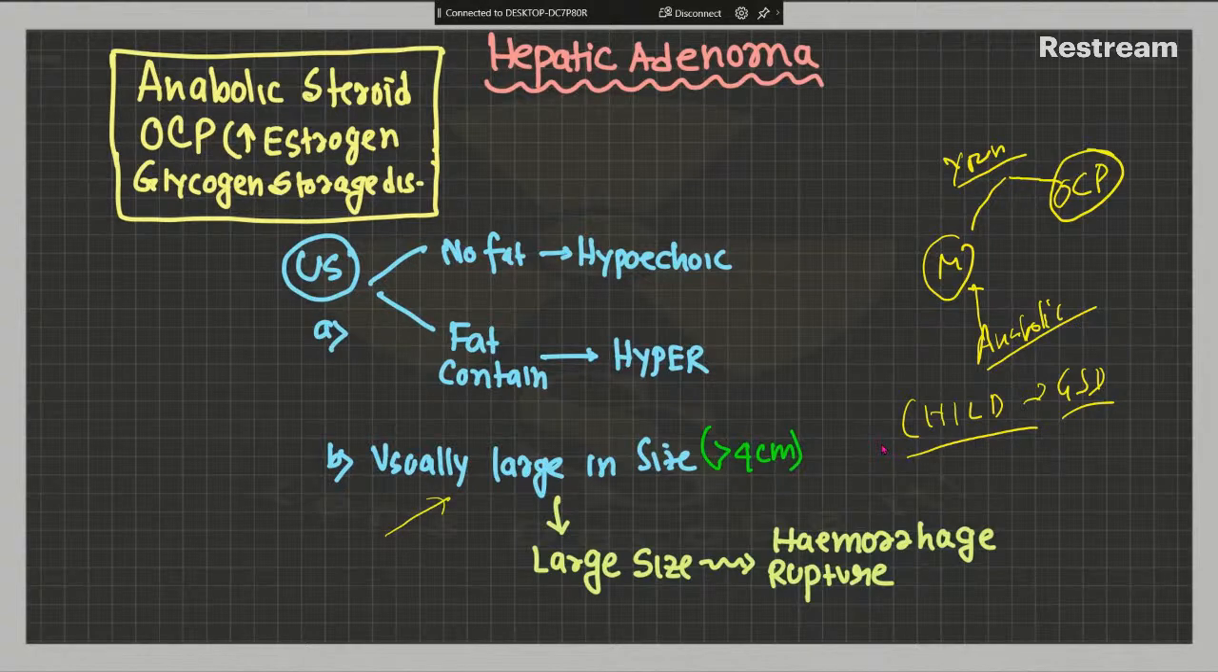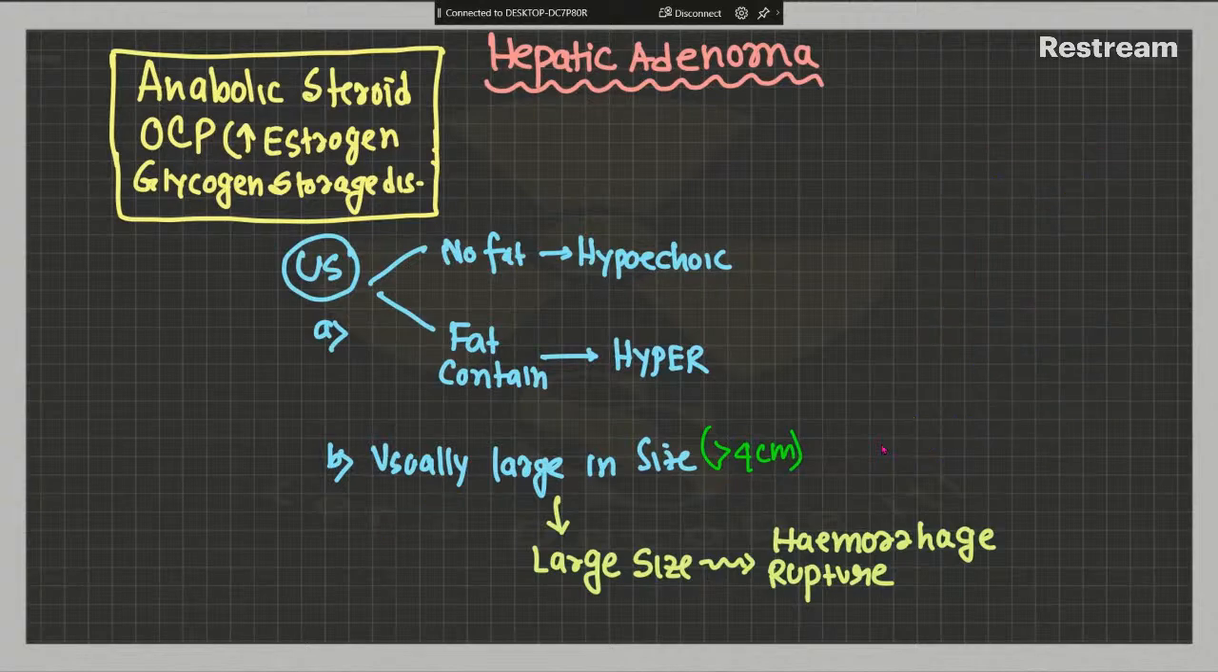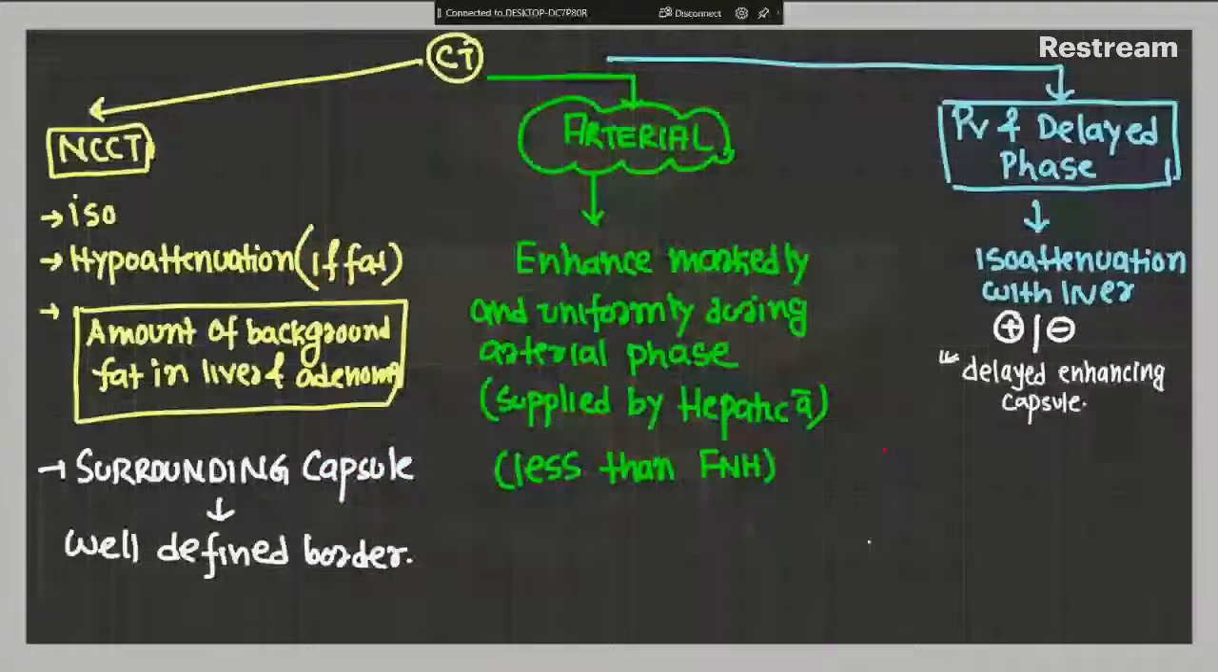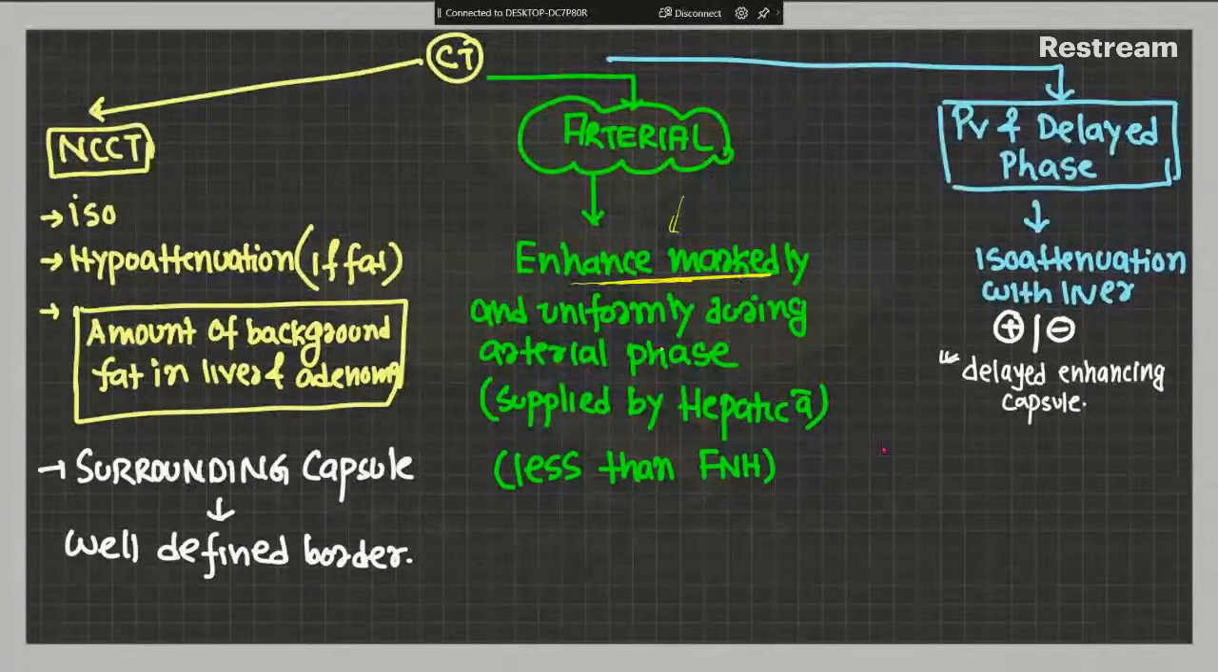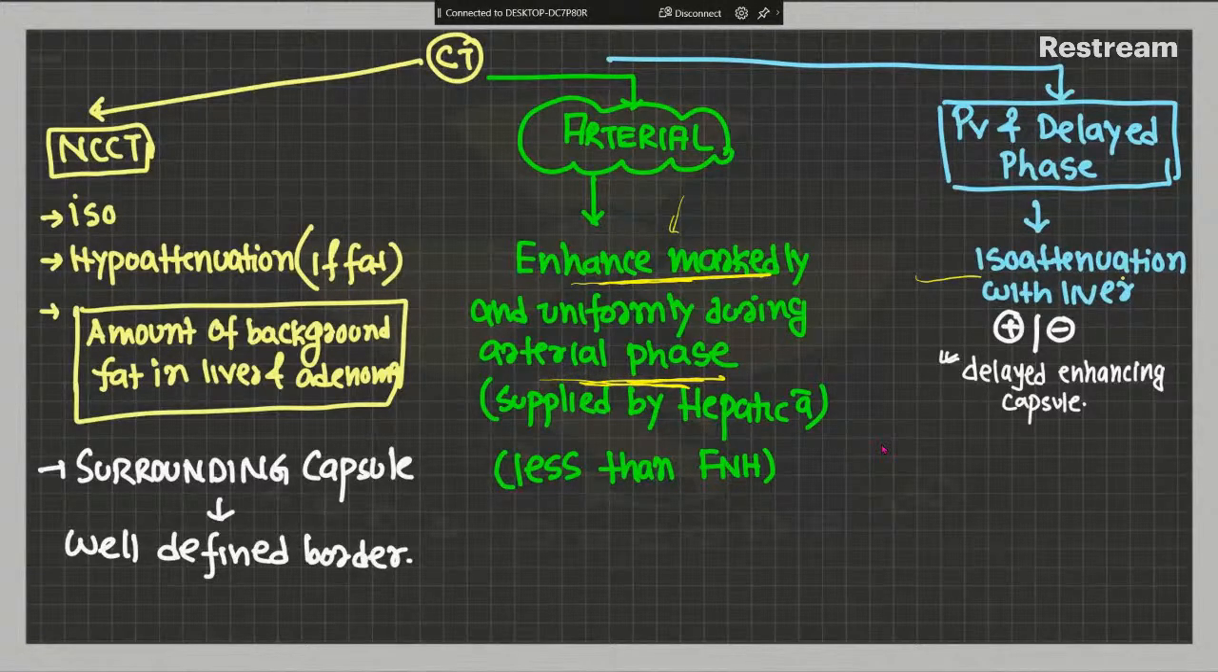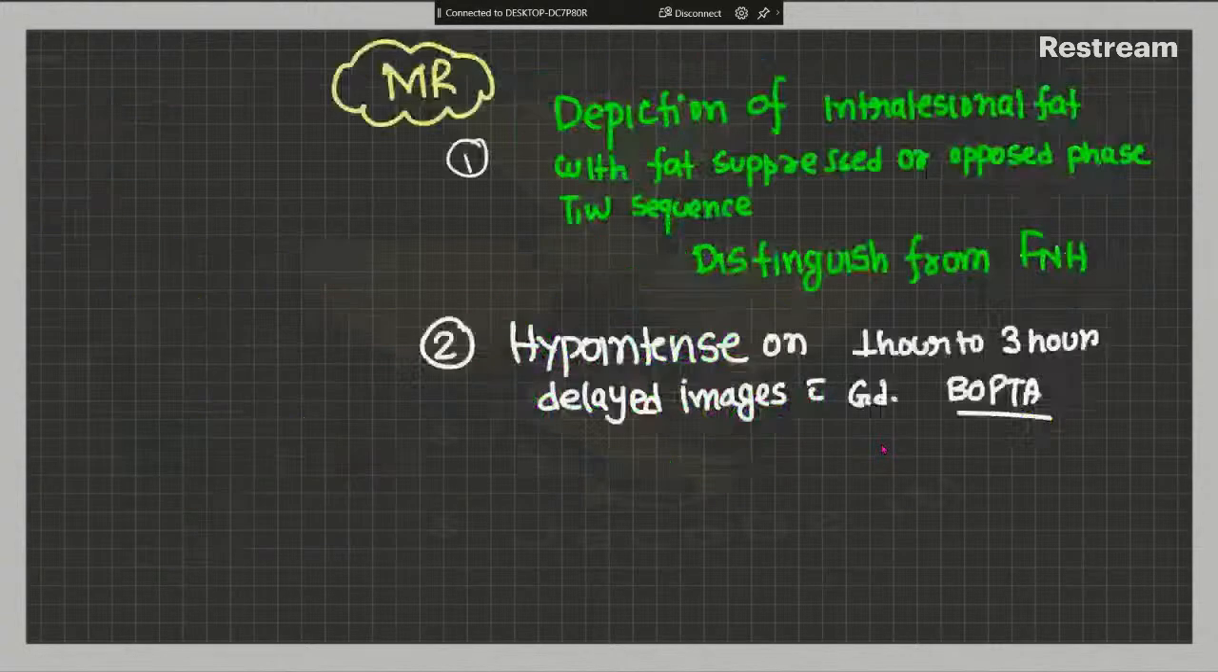Third point, usually the average size of a hepatic adenoma is on the larger aspect compared to hemangioma and FNH. It is usually 3 to 4 cm, and that's why there is a chance of increased hemorrhage. In dynamic contrast CT, in the arterial phase it definitely enhances markedly and uniformly, and in the portal venous and delayed phases it becomes isoattenuating with the liver. The catch is that there may be a surrounding capsule, but it is not always present. Otherwise, as I told you, the imaging features of hepatic adenoma and FNH are more or less very close.